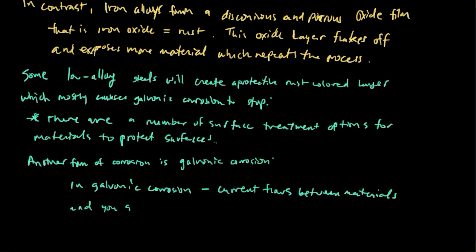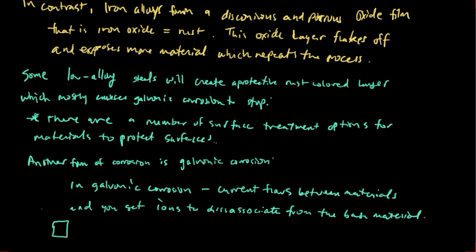and you get ions to disassociate from the base material. Okay, for example, if you have a piece of iron and an electrolyte, you'll get iron ions that will come off the surface of the material.